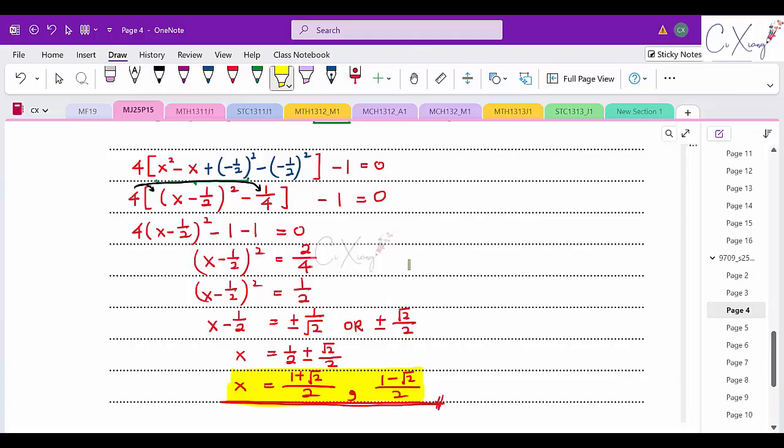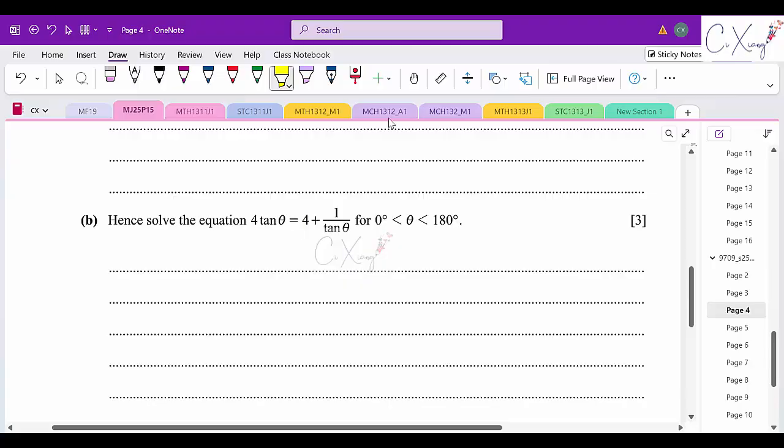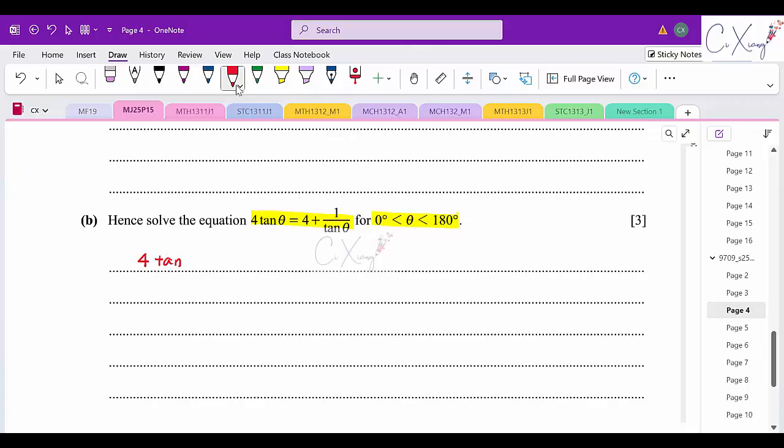Then let's continue to part number B. Hence, solve this equation here for theta between 0 to 180. Let's have a look at the equation here. I'm having 4 tangent theta plus 1 over tangent theta. Sorry, I think I copied wrongly. So 4 tangent theta equals to 4 plus 1 over tangent theta. So how should we continue from here? To solve the equation, what I want to do is get rid of the denominator, so I multiply the whole equation by tangent theta.